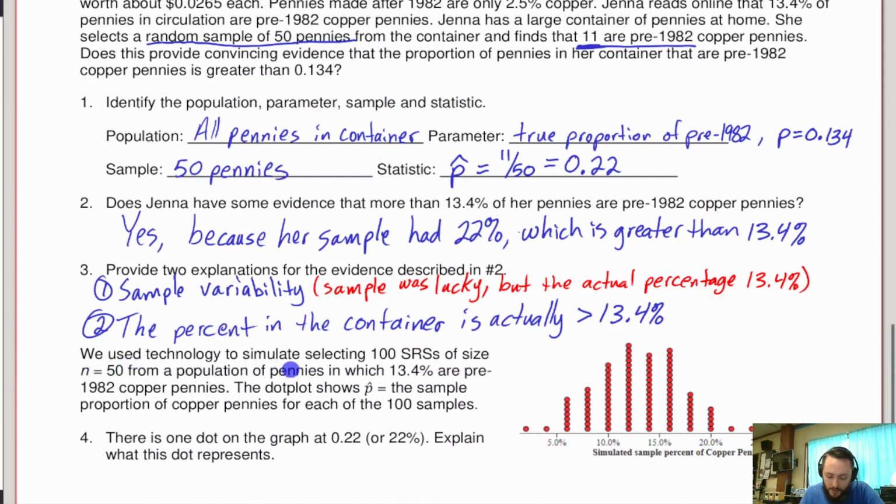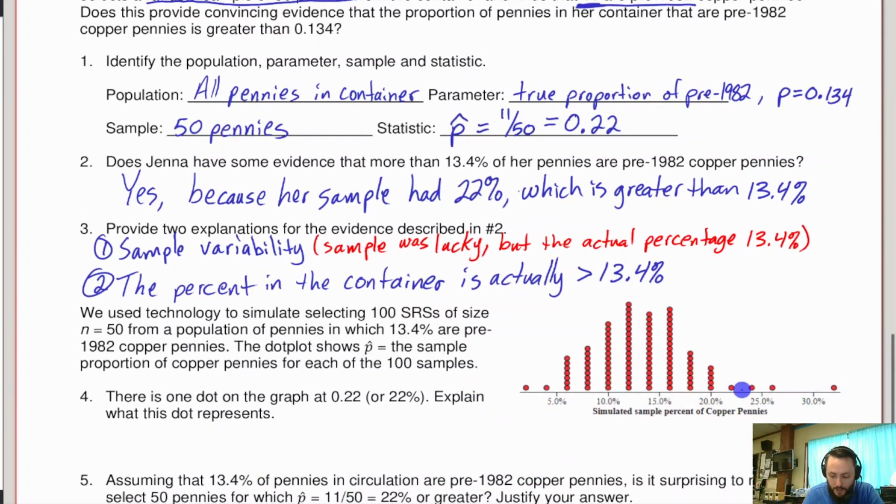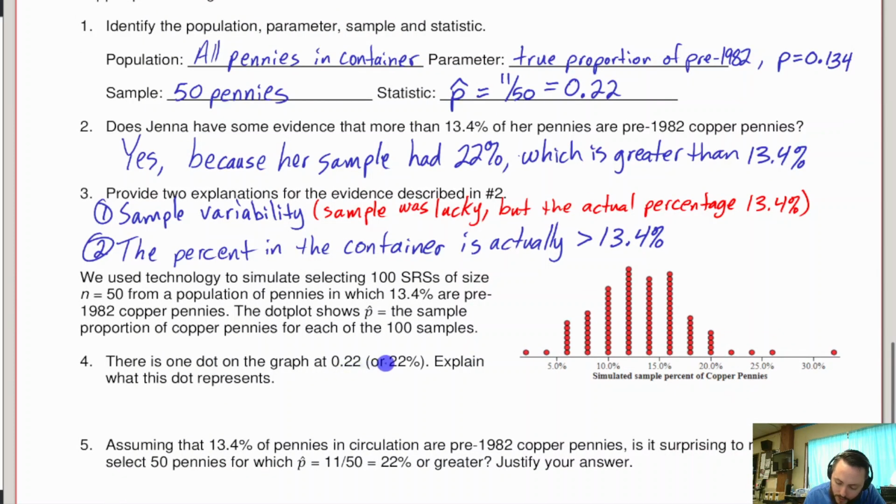We use technology to simulate selecting 100 simple random samples of size n equals 50. So we took 100 samples of size 50 from a population of pennies in which 13.4% are pre-1982 copper pennies. Here we are assuming that the actual proportion is 13.4%. We don't know if it is, but that is our assumption. Each of these dots represents one sample. We have one sample here that's less than 5%, another sample less than 5%. There is one dot on the graph at 0.22, so that's this one right here.